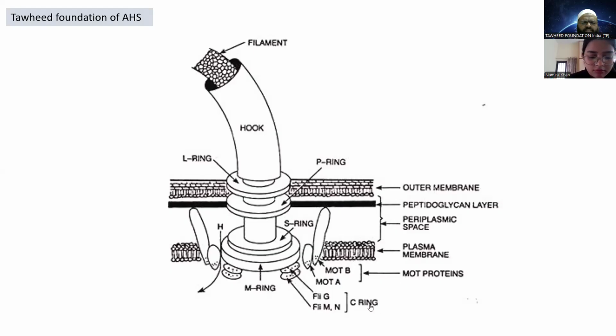C ring: it is located inside the cytoplasm, attached to the basal body, and functions in rotation, direction switching, and motor protein attachment.